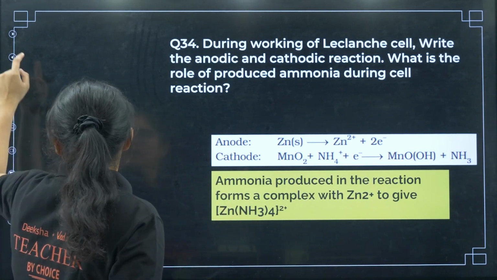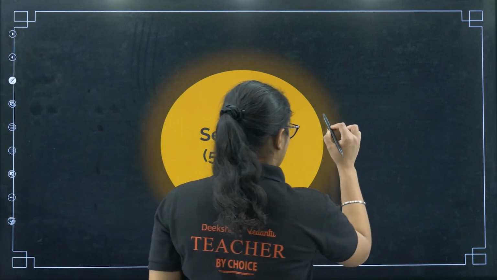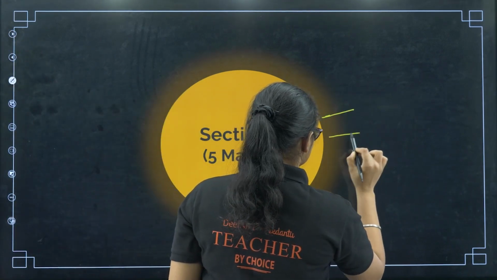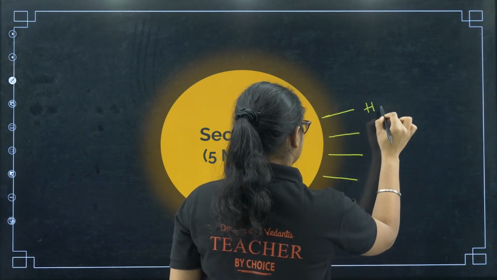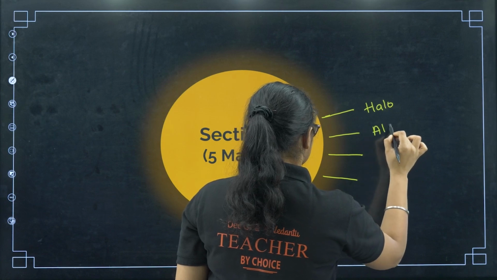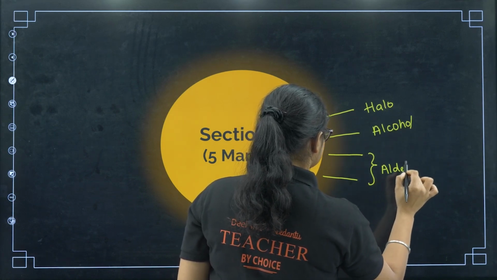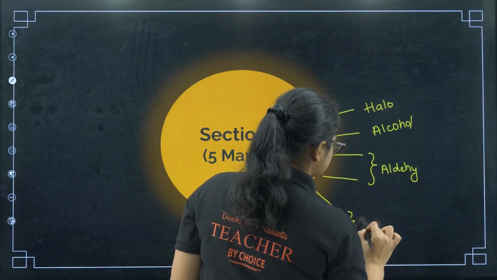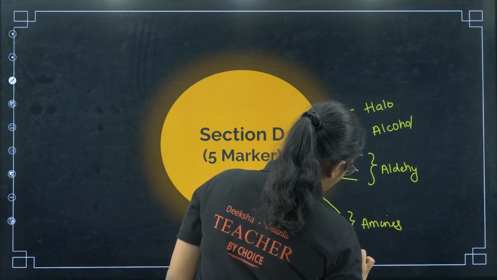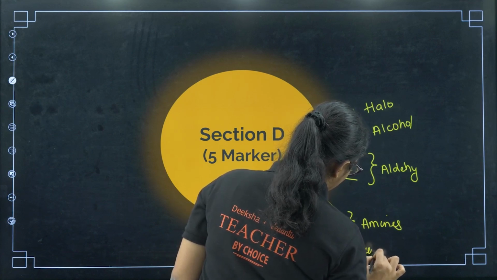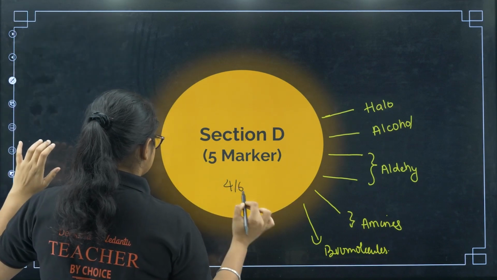Now we'll go to the 5-marker questions. Here we have a total of 6 questions. The first question will be from haloalkanes, the next question from alcohols. Then 2 questions will be there from aldehydes, ketones and carboxylic acids. The next question is from amines and the next question is from biomolecules. You have to attempt any 4 out of 6 here.